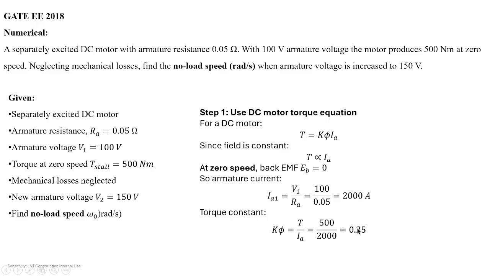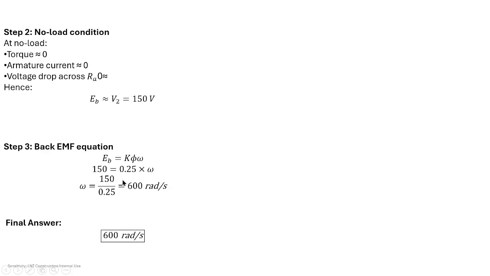Ka phi is equal to 0.25. I said Ka phi. You can think like that, Ka, Kb, Kc, anything. K is a constant value. So 150 volt is equal to 0.25 into omega. So omega is equal to 150 divided by 0.25 is equal to 600 radian per second. So 600 radian per second is the answer of this question.